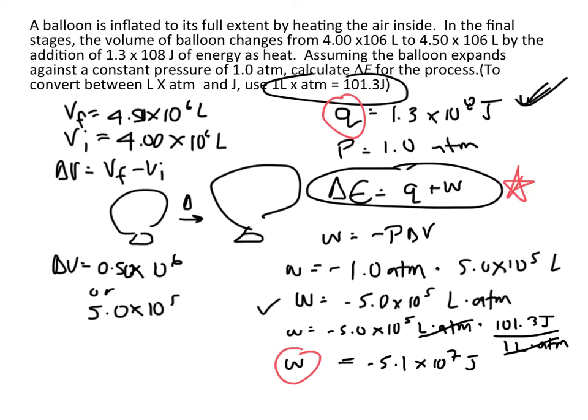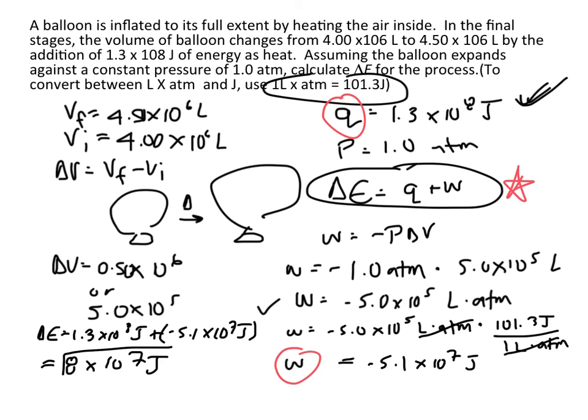So what we're going to do there is delta E is going to be equal to 1.3 times 10 to the 8th joules plus negative 5.1 times 10 to the 7th joules. Okay, and this is going to give us an overall delta E value of 8 times 10 to the 7th joules. And this is the energy change associated with this balloon being inflated by the heating of the air inside.